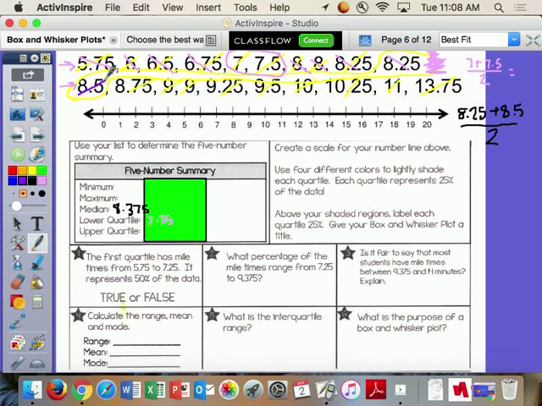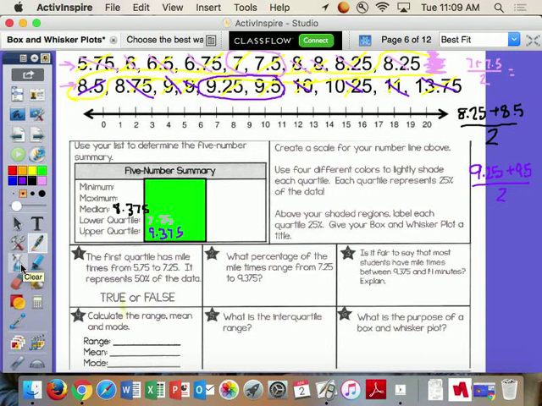So cross out my smallest and my biggest, smallest, biggest, smallest, biggest. I'm left with these two. So I'm going to add 9 1/4 plus 9.5, and divide it by 2. When I do that, you should end up with 9.375. Okay? From here, we're going to do the easiest part.